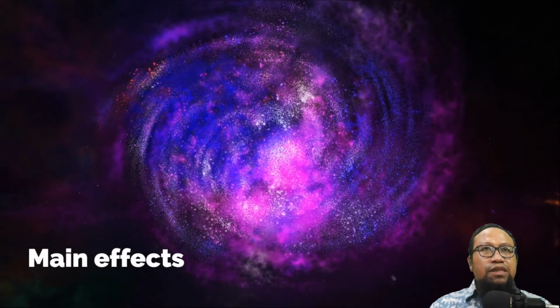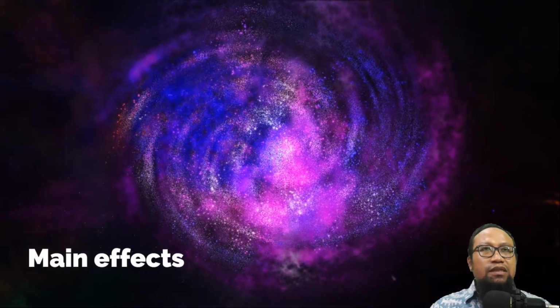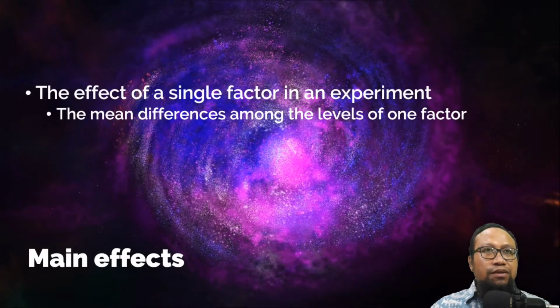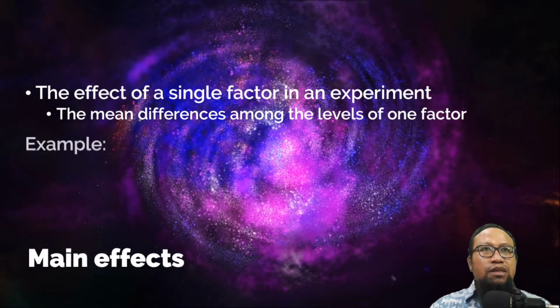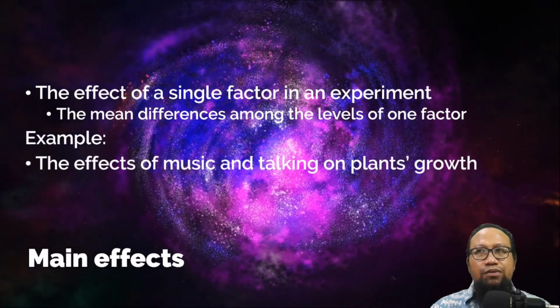So first we discuss the main effects. We have main effects and interaction effects. Main effects is the effects of a single factor in an experiment. This is the average differences among the levels of one variable.